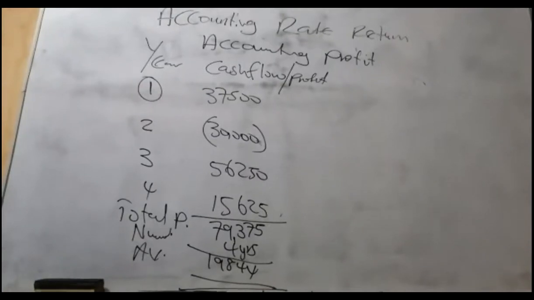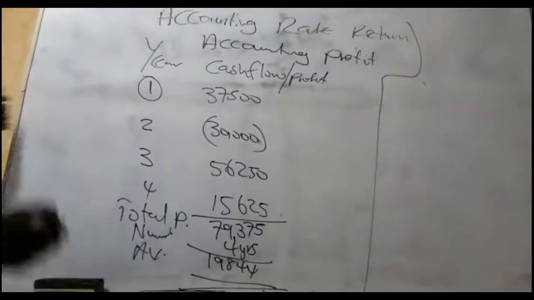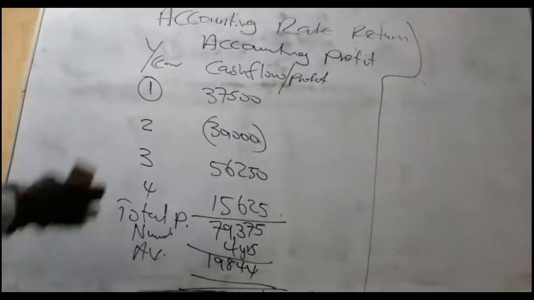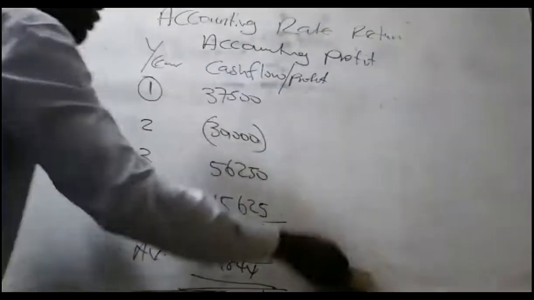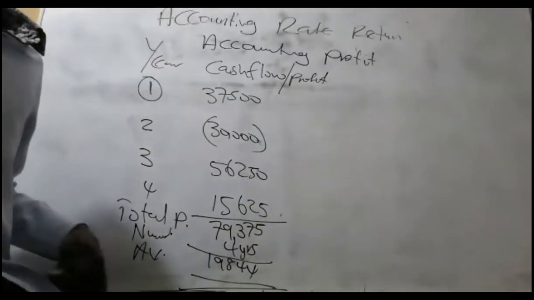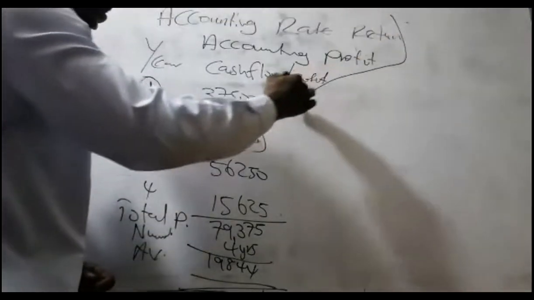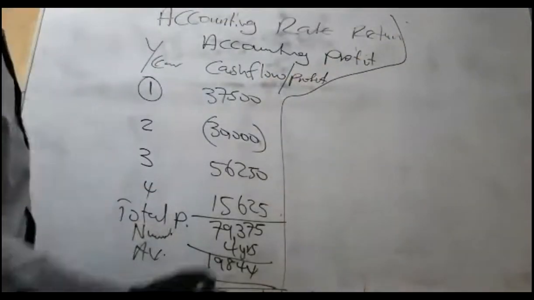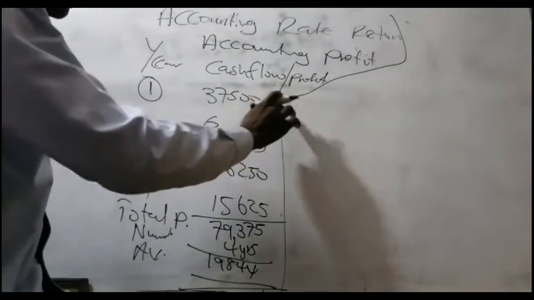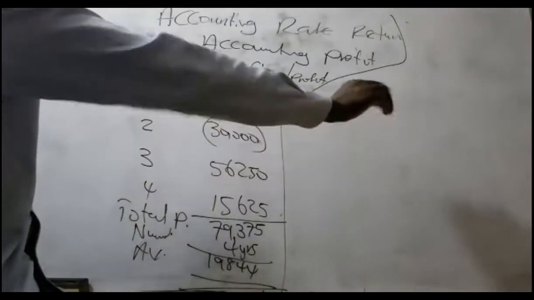19,844. Now let's go ahead and calculate the average investment. How do you find average investment? The initial investment plus the scrap value, all divided by 2. So let's see. In fact, I want to demarcate here like this. Continuation. Average investment will be, so let's start with average investment.